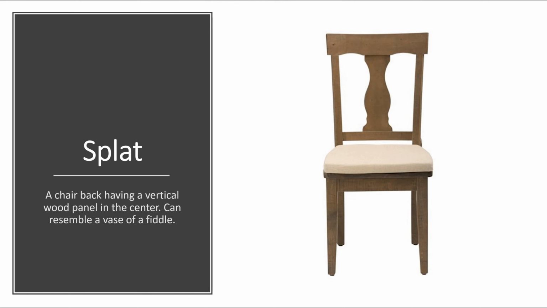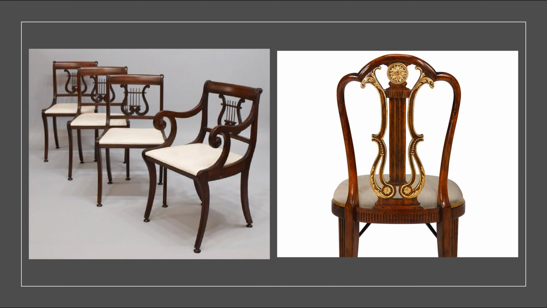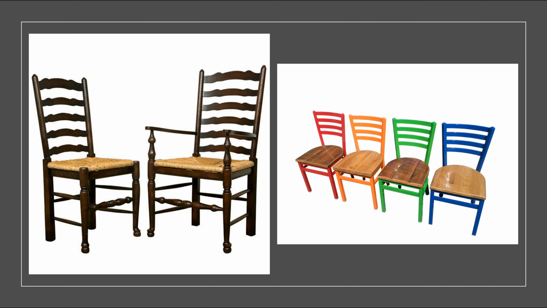Then we have our splat back. This is a chair back having a vertical wood panel in the center, and it can resemble a vase or a fiddle. Ooh, wait, let's go back. I think that picture with the gold should be a splat back, not a wire back. I think I put that in the wrong slide. Just in case you noticed that, that picture right there on the right is not a lyre back, it is a splat. I'll change that in the future.